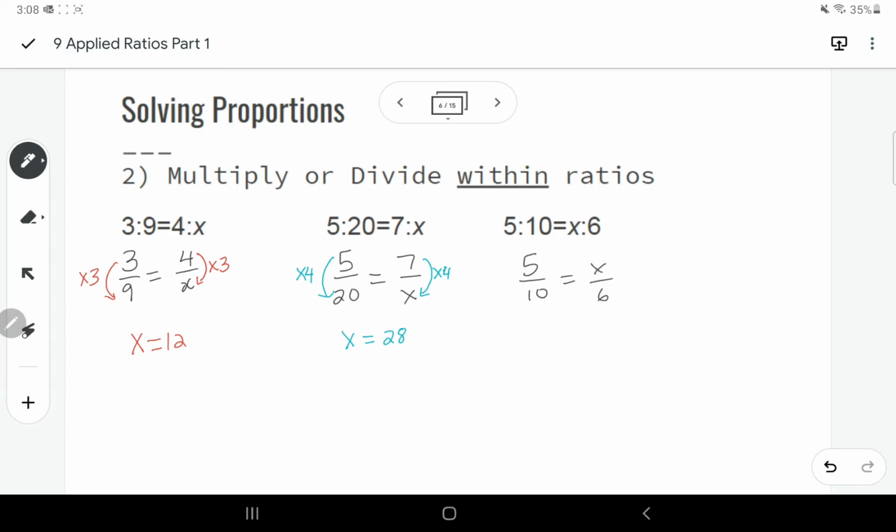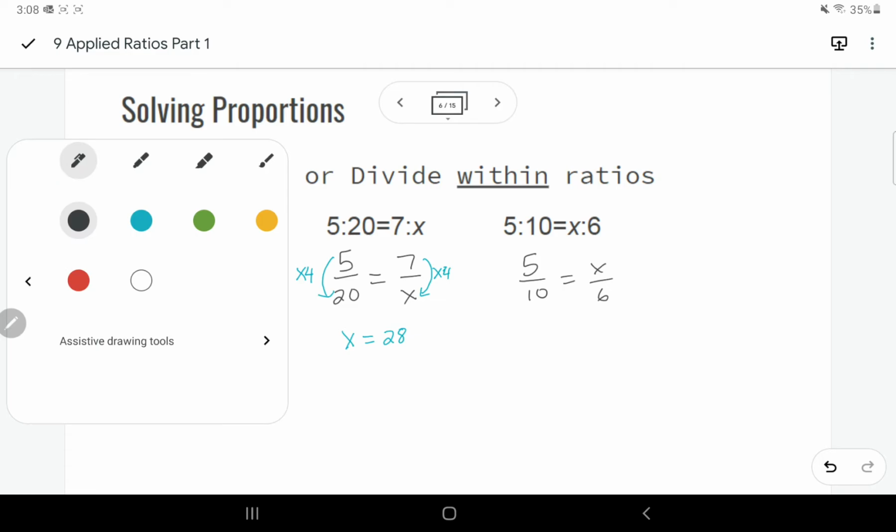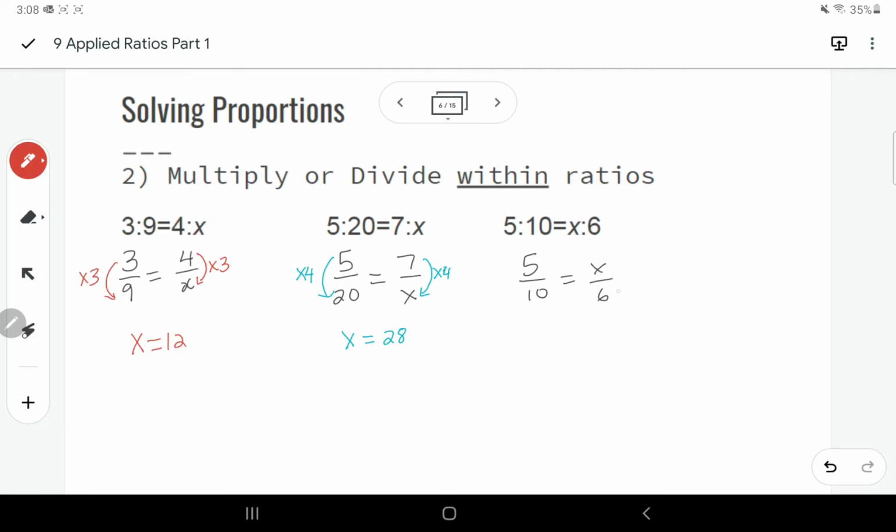So the next one, 5 over 10 equals x over 6, first one over the second one. And here, I always want to figure out how to get to x. So I'm going to draw my arrows going towards the x. That means the arrows have to go from the bottom to the top.